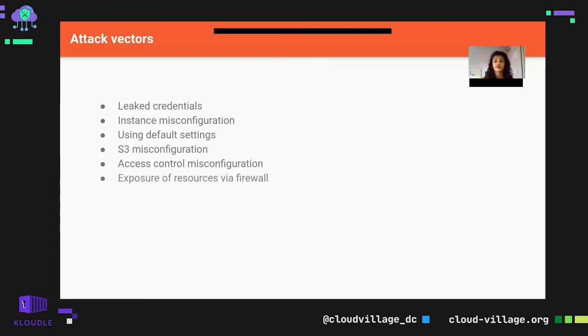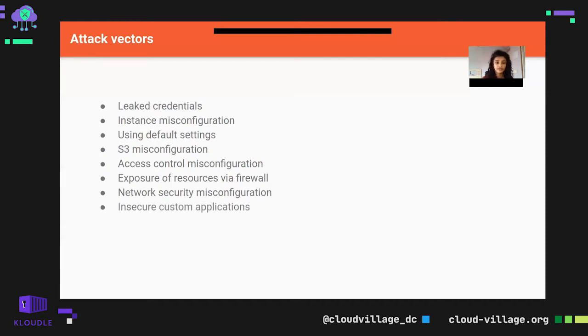Exposure of the resources via firewall. If you didn't configure the firewall properly, you end up giving resource access to any user over the internet. That's most dangerous. Then network security misconfiguration: if the VPC is not properly configured, or your inbound and outbound rules are not properly configured, then it's again an issue, anyone on the internet can access it.